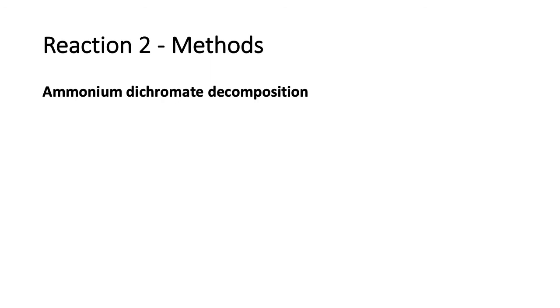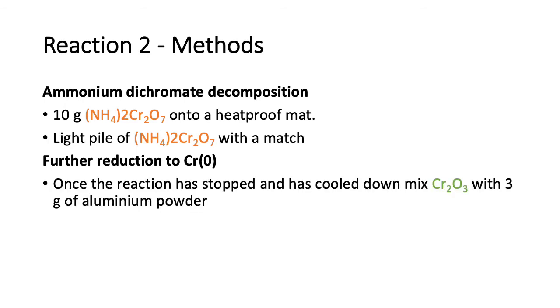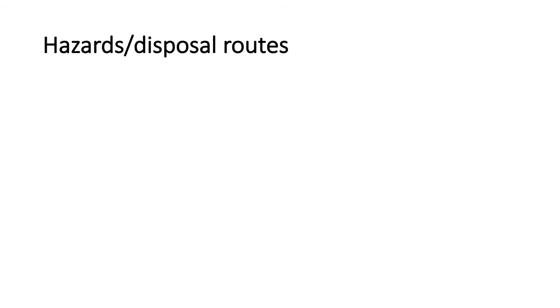First, with the ammonium dichromate, you place 10 grams on a heat-proof mat, then light it with a match. Then to further reduce it, you wait for it to cool, and then you mix it with 3 grams of aluminium powder. Then you light that, and you should get chromium metal and aluminium oxide.